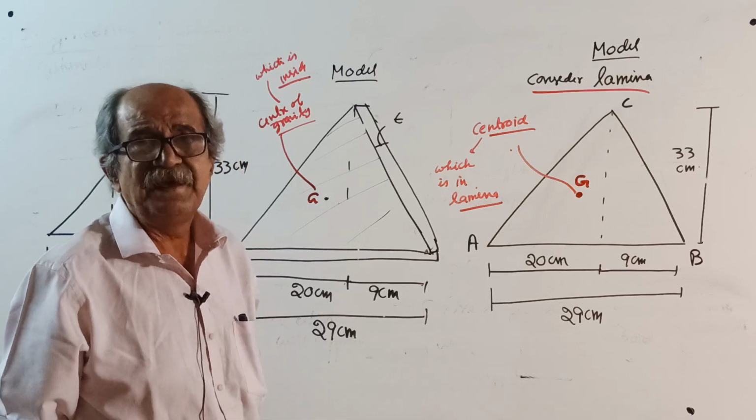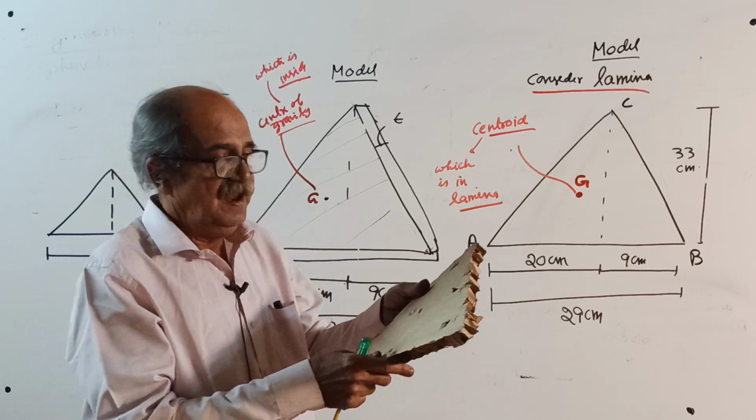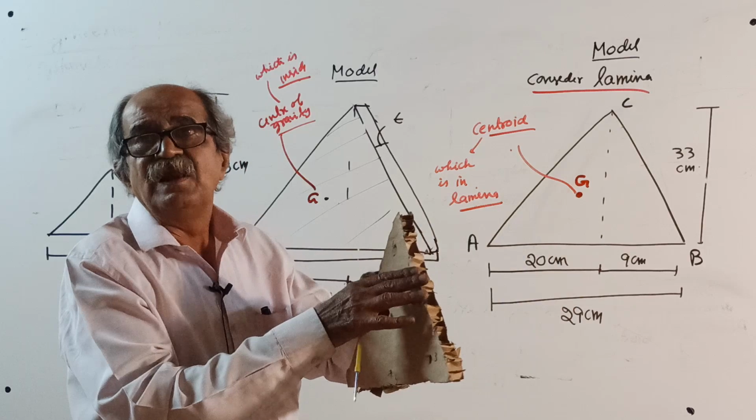So if you want a perfect example, what you require is, you take a metal sheet, go to a factory, and correctly cut whatever I tell.